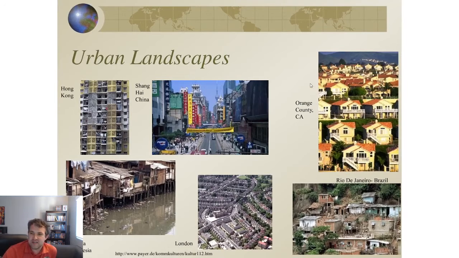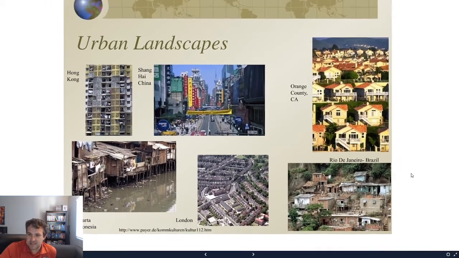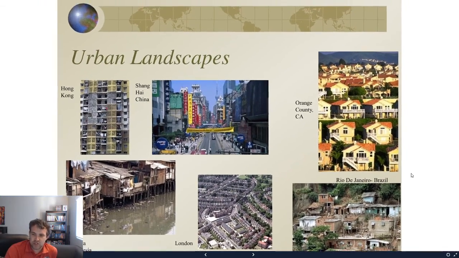So let's check these out. Like Orange County, California, very different from living in Hong Kong. Living in this shanty in Jakarta, very, very different from living in this Shanghai city center in China. So different things to consider with different cities, for sure.